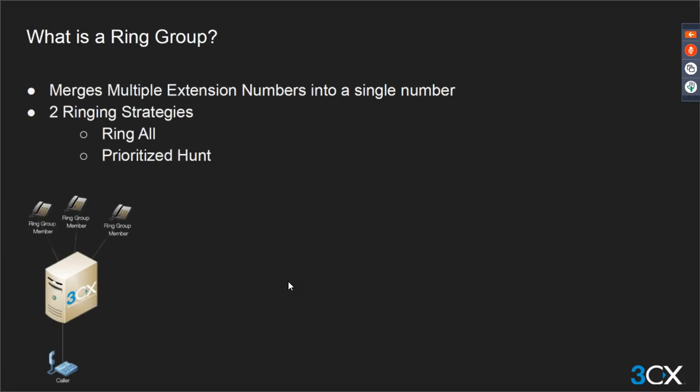Now, the second strategy is prioritized hunt, and this pretty much hunts extensions one by one, in simple words. So a call comes in, and each call to the ring group will take one simultaneous call. Again, it will ring one extension, then after the timeout, it will ring the second one, then the third one, and so on. But the difference is each call to the ring group will take one simultaneous call from your 3CX license, which is effectively the same as I've covered before.